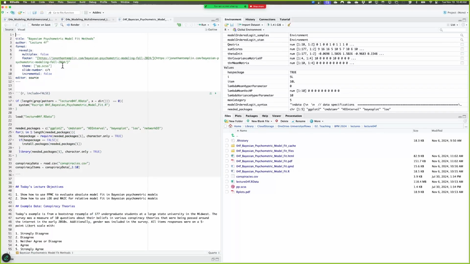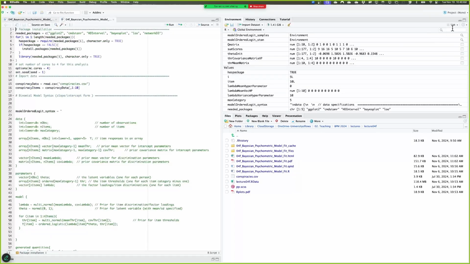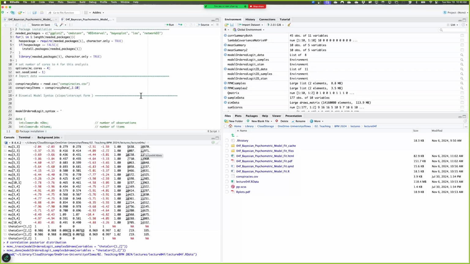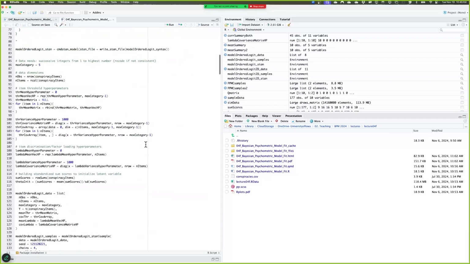I want to go to this code in my R instance itself, because I want to walk you through what I've got here. And instead of running it all from scratch, I will load my environment from before. So this is my Stan code here.